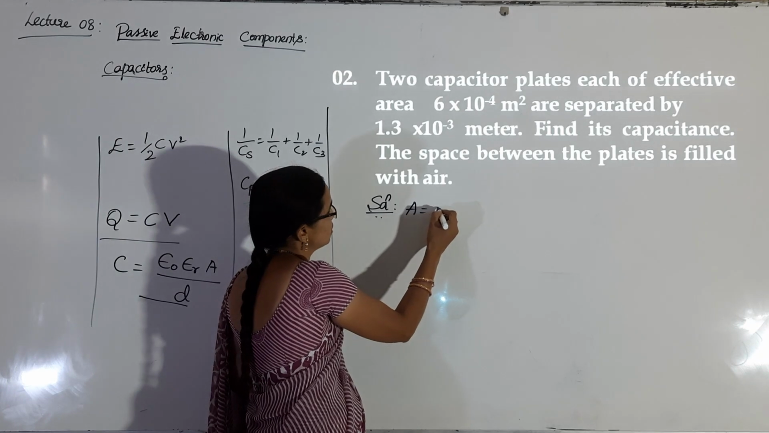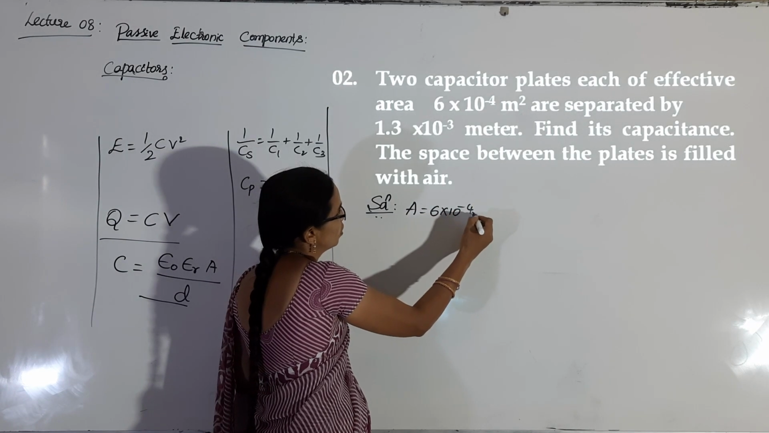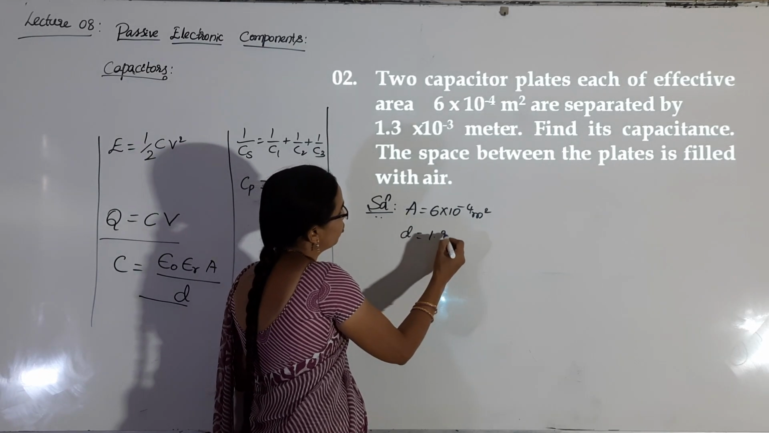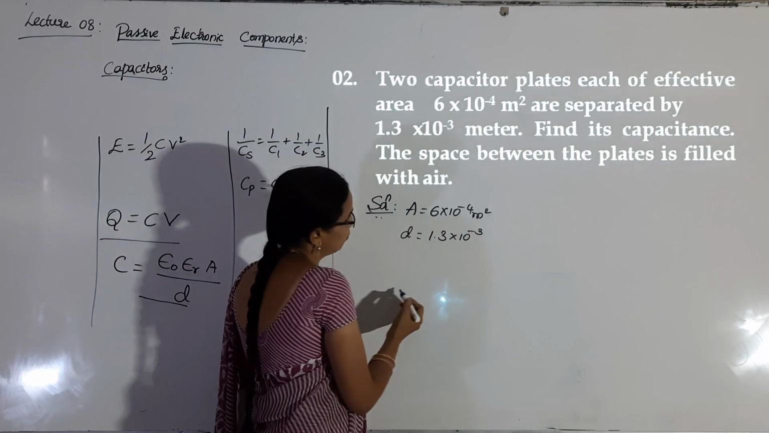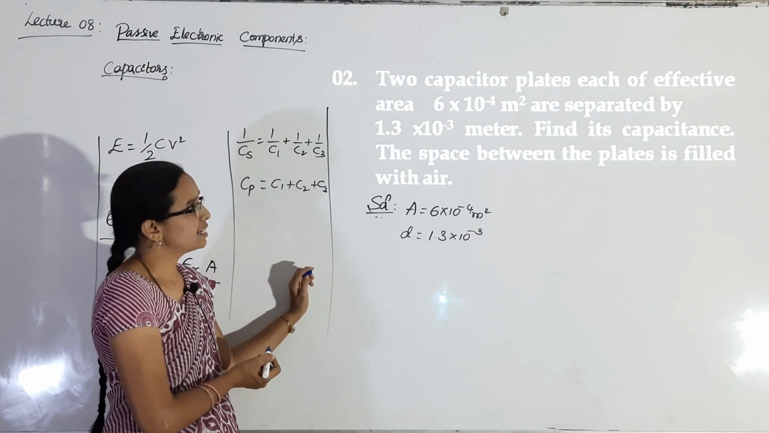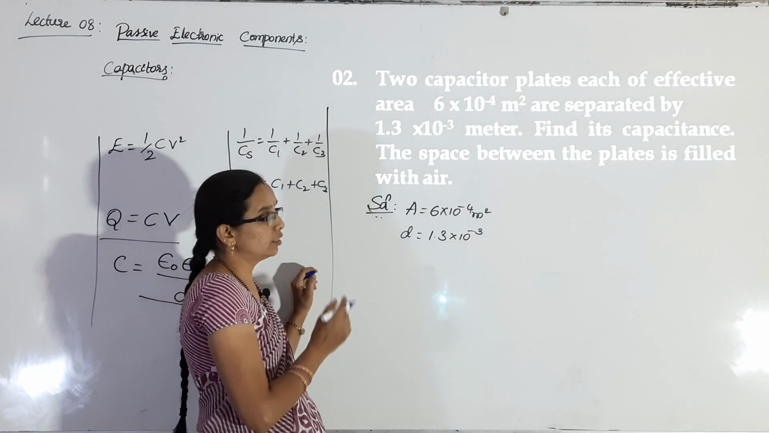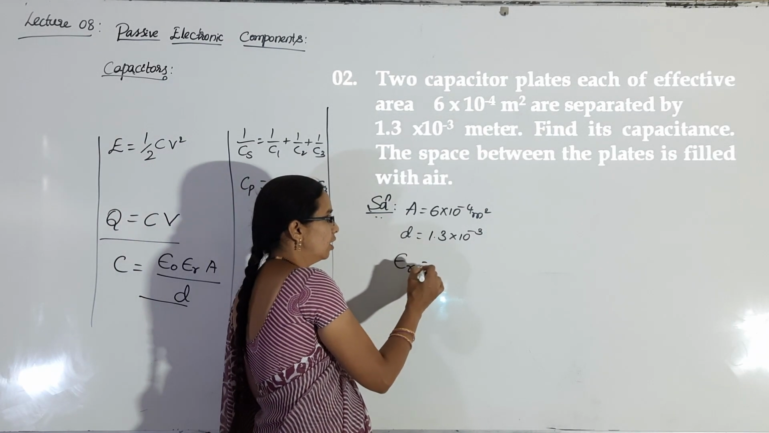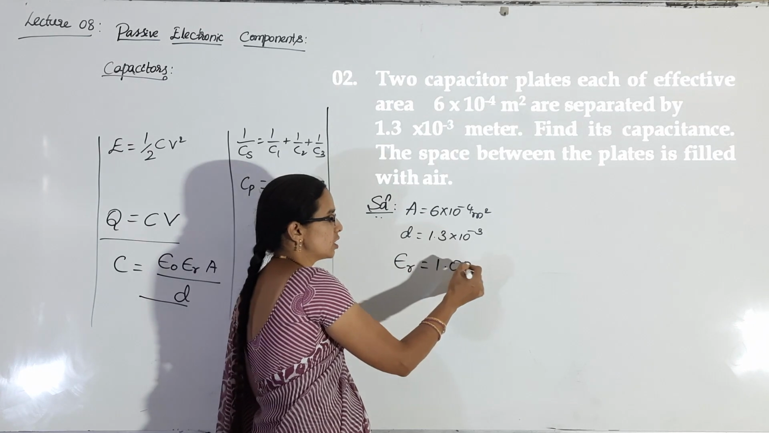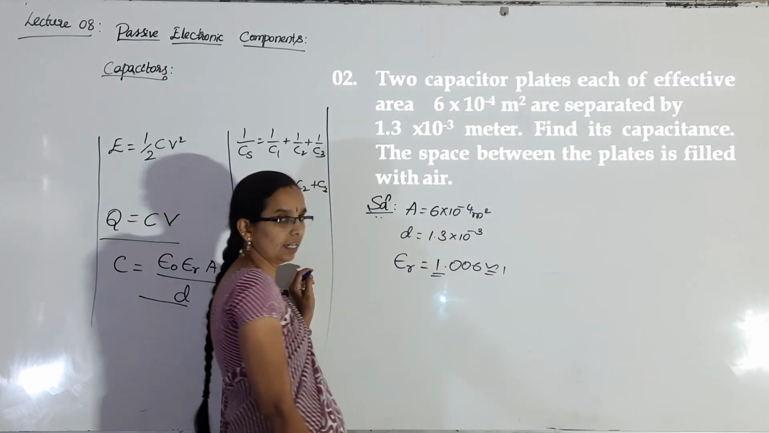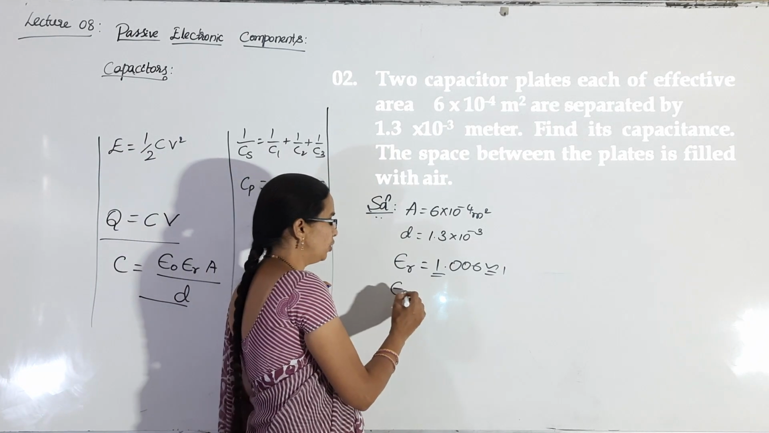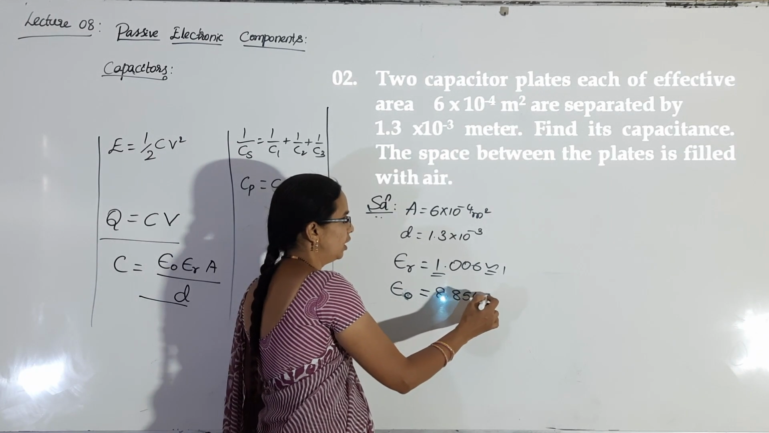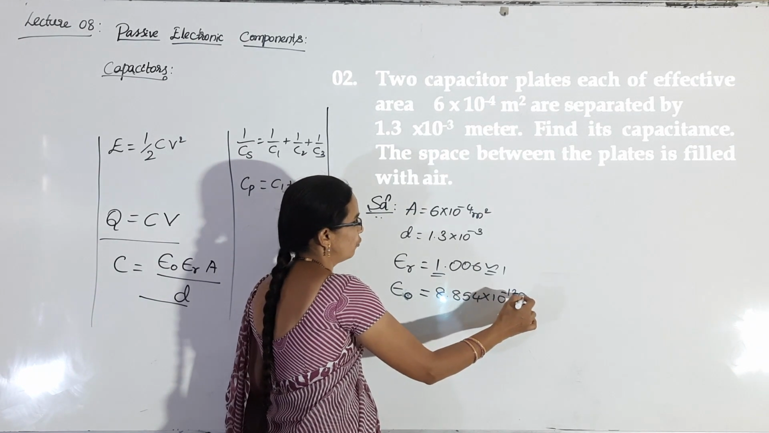Common area of the plates is 6 into 10 to the power of minus 4 meter square, and they are separated by a distance of 1.3 into 10 to the power of minus 3 meter. Find its capacitance. The dielectric medium here is air. For air, the permittivity is 1.006, approximately equal to 1, we can take. The absolute permittivity epsilon naught we know, that is equal to 8.854 into 10 to the power of minus 12 farad per meter.